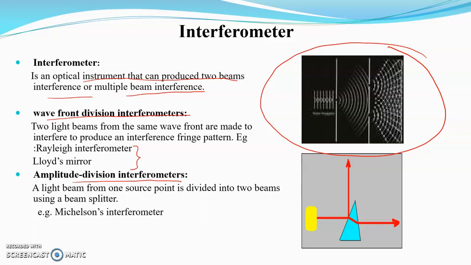The second one is amplitude division interferometers. Here, the light beam from one source point is divided into two beams using a beam splitter. The example is Michelson's interferometer. Here we can see that a prism is used as a beam splitter, so the incoming incident ray is split into two beams of light.